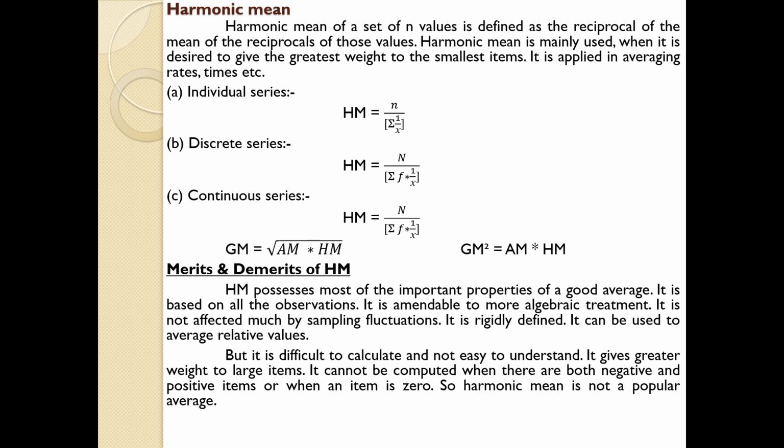Because unlike mean, median and mode, other methods like geometric mean and harmonic mean are much more largely affected by negative as well as positive values as well as zero. So harmonic mean is not a popular average because it poses some of the main issues that should not be present in an average. So these are the concepts that come under the harmonic mean situation.